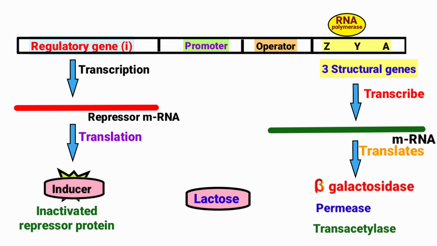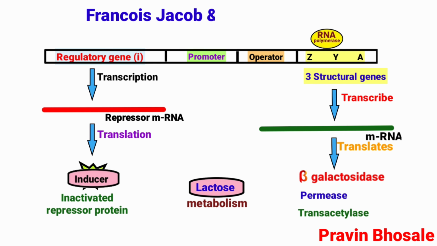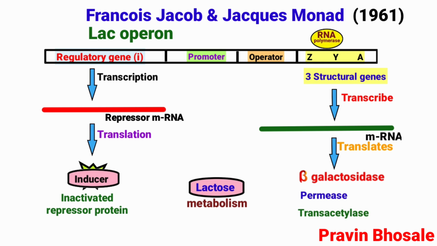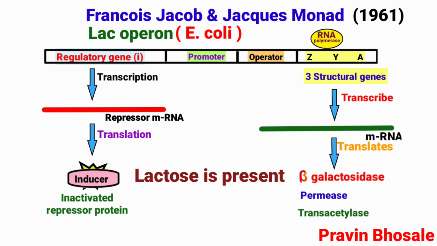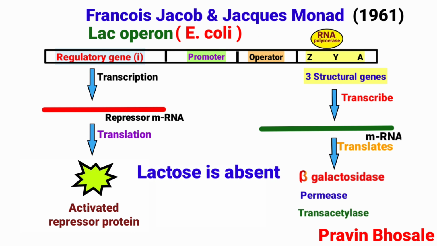required for lactose metabolism. Francois Jacob and Jacques Monod in the year 1961 explained the operon in E. coli. So when lactose is present, the operator is on, and when lactose is absent, the operator is switched off.